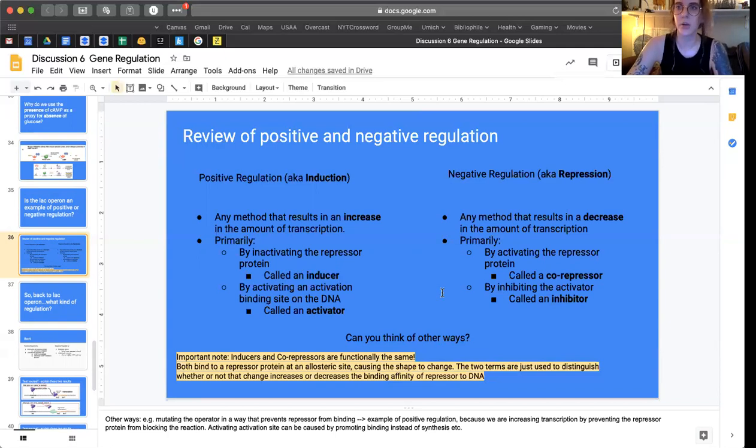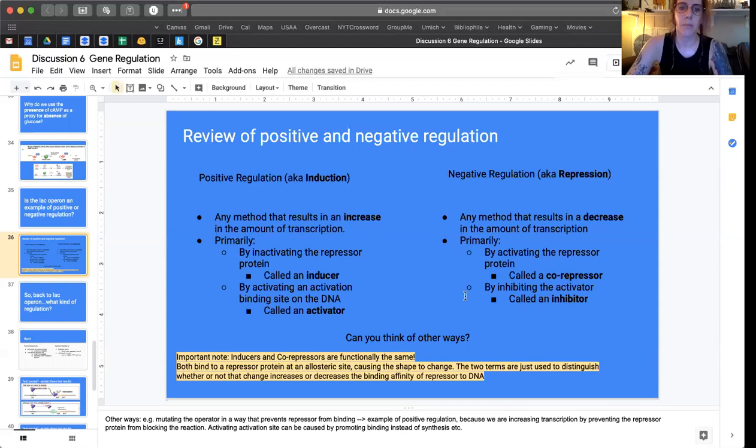The important thing to note here, I think, is that the inducers and the co-repressors are doing functionally the exact same thing. They're both going to be binding to an allosteric site of the repressor protein and causing some sort of conformational change. The only reason they have these two different names is because it's signifying what effect it's having on the binding affinity of the protein to the DNA.